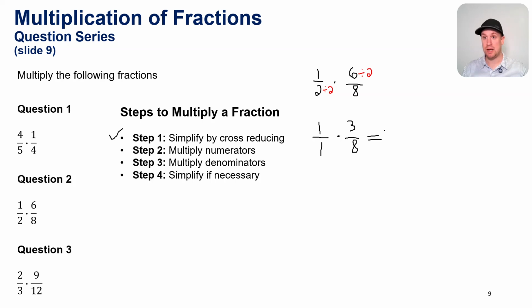Step number 2, multiply my numerators. 1 times 3 is 3. Step number 3 then is to multiply my denominators. 1 times 8, which is 8. And then I can simplify if necessary, or convert to a mixed fraction if this was improper. Well, 3/8 is as far as we can go. There is not a common factor that you can divide into 3 and 8. So this is also a proper fraction, and I cannot convert it to a mixed fraction. So this is my answer right here, 3/8.